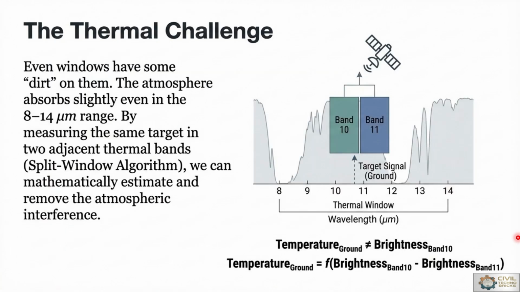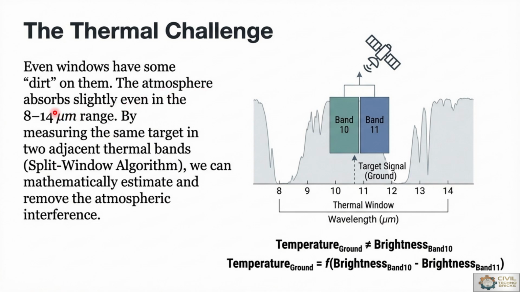Then the thermal challenge. The thermal challenge is the actual thermal window with reference to the wavelength relationship. Here the temperature of the ground is not equal to the brightness of band 10. That is the actual relationship between temperature and brightness level, where even windows have some dirt on them. Band 10 and band 11 are two types of band, and the target signal is at the ground surface. With reference to that, we take the thermal challenge and check the thermal activity or changes with reference to the atmospheric absorption bands.